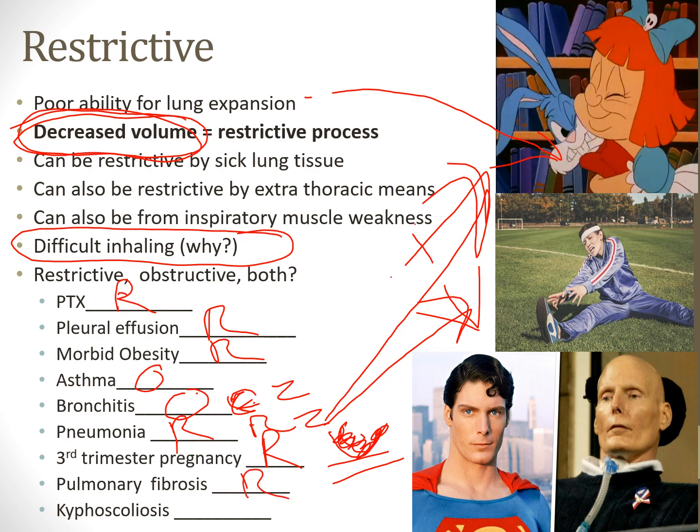What about kyphoscoliosis, right? Severe kyphoscoliosis, that curved spine and thoracic cage. What's going to happen for the ability of the lungs to expand? Well, you can't expand them, so therefore it'll be restrictive. So hopefully you get a better picture with me going through this with these pictures and just this little short case study about restrictive versus obstructive pathophysiology.